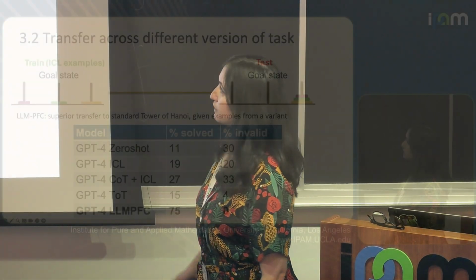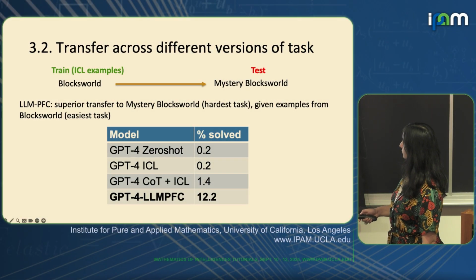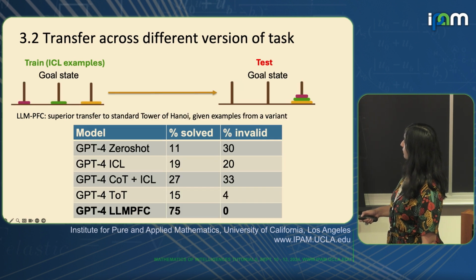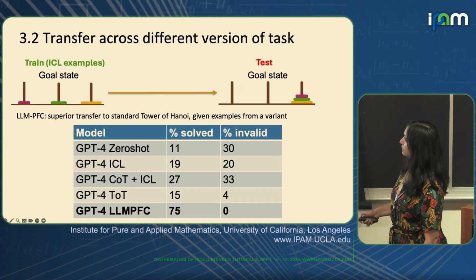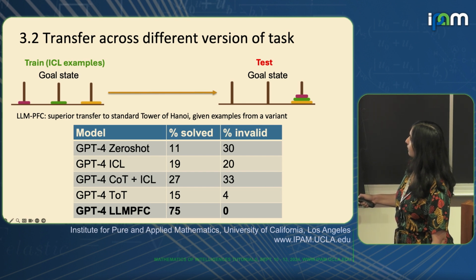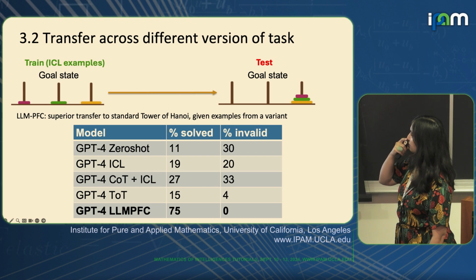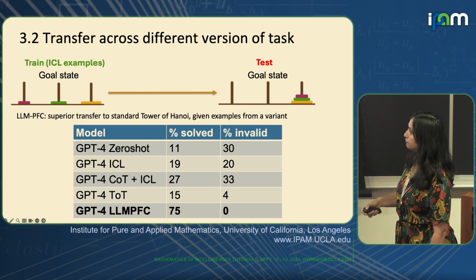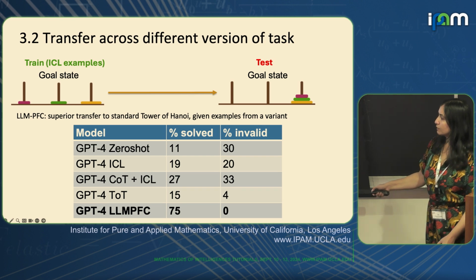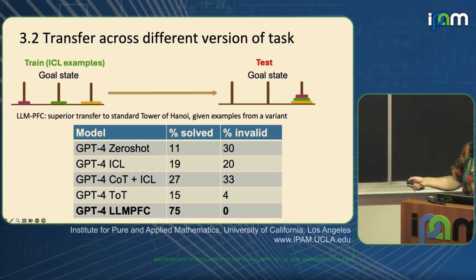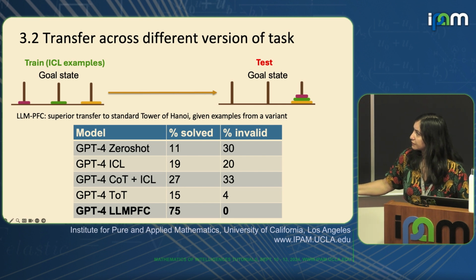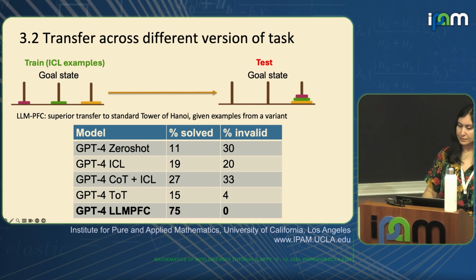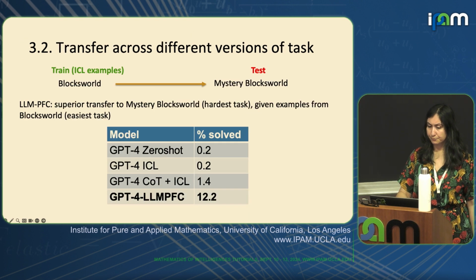But then what happens if we have different versions of a task? So for instance, the goal state is somewhere else, or there is a different part of the task. And what you see, if you give it examples of a variant version of Tower of Hanoi, you still have a performance that is pretty high. And in this case, as you can observe, it's just a small difference. There's not a lot of difference between them, but it's transfer across different versions of the same task.